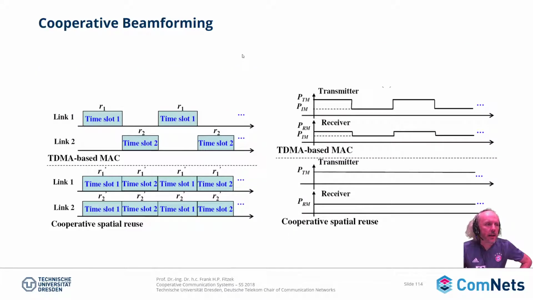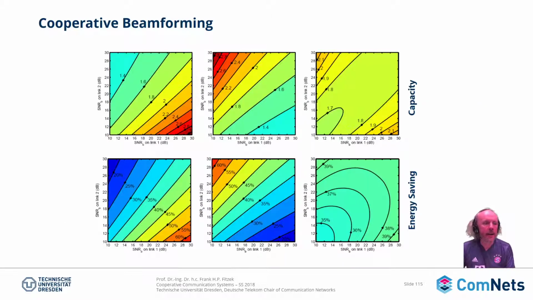So the question is now how much you can get out if you do it at the same time. So either you take the links and you send at different time slots, not to interfere, those are TDMA-based medium access, or I can also send at the same time. But you will have some interference to the other side. And here's something like the cooperative beamforming with the gains you can get out of it, depending on the SNRs on the 2 different links, right?